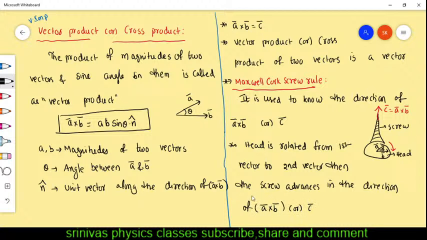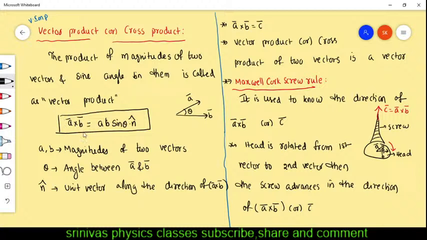Okay. What I said till now is very simple. I will revise once. What is cross product? Vector product. I said you take two vectors, A bar and B bar. In between them you write cross. It is said to be the cross product.